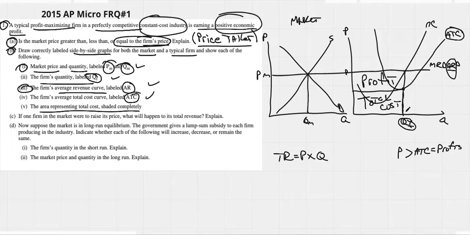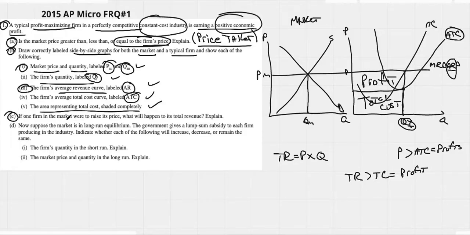All of this rectangle is total revenue. And obviously, if your total revenue is greater than total cost, you would make a profit. Total revenue, total cost right down here on the bottom. So I think we're golden for that.